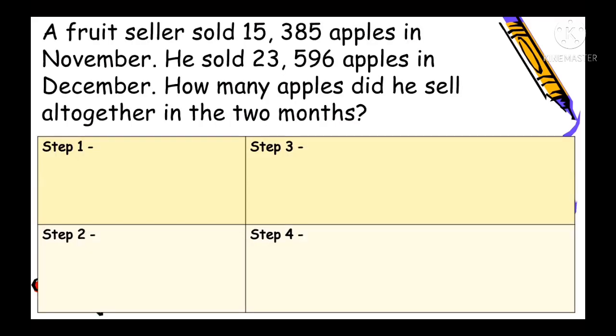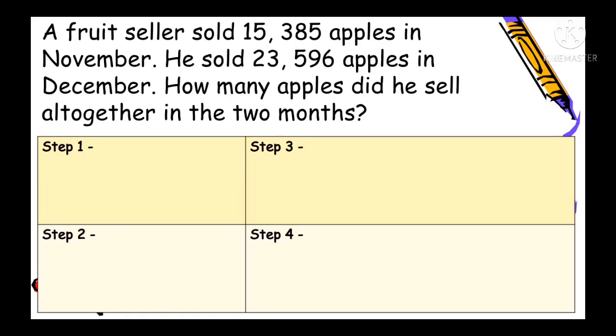Example number 1. A fruit seller sold 15,385 apples in November. He sold 23,596 apples in December. How many apples did he sell altogether in the 2 months? That will be our main problem. So what will be our step 1 again? We need to understand the problem. And to understand the problem, we need to identify the given and the question. Okay?